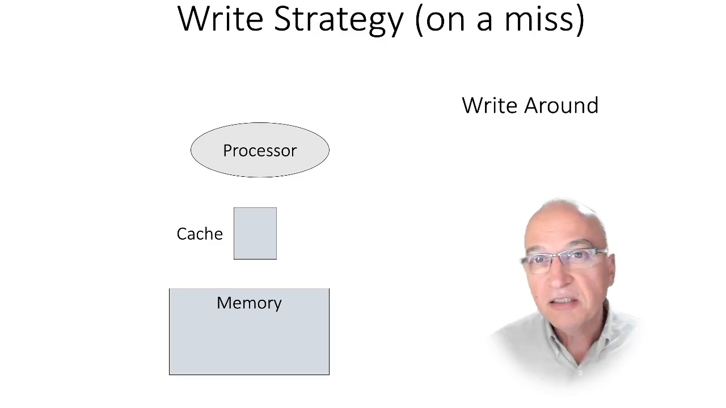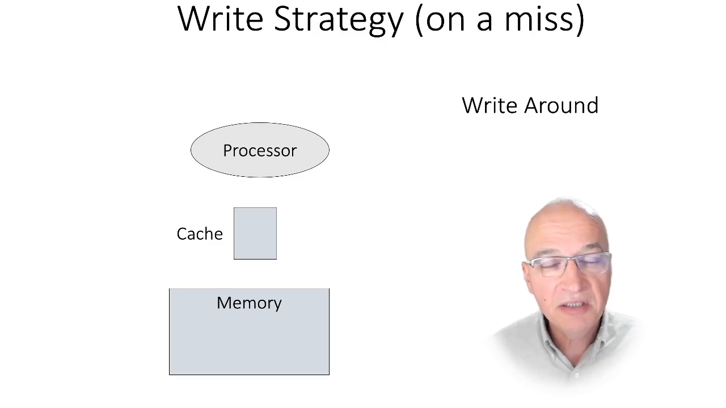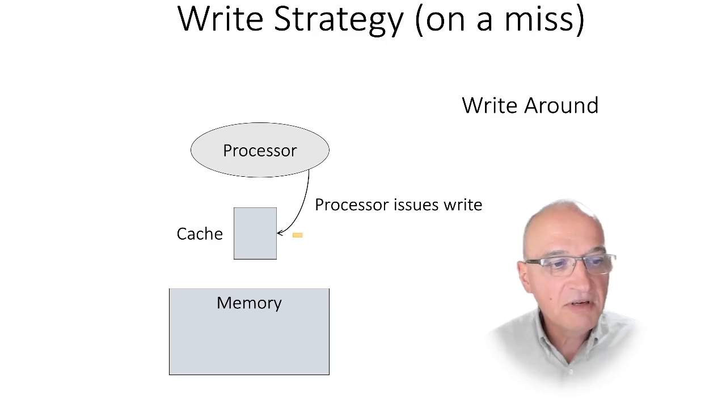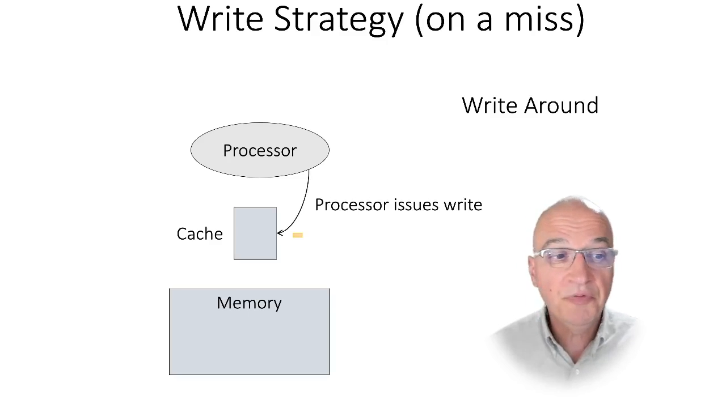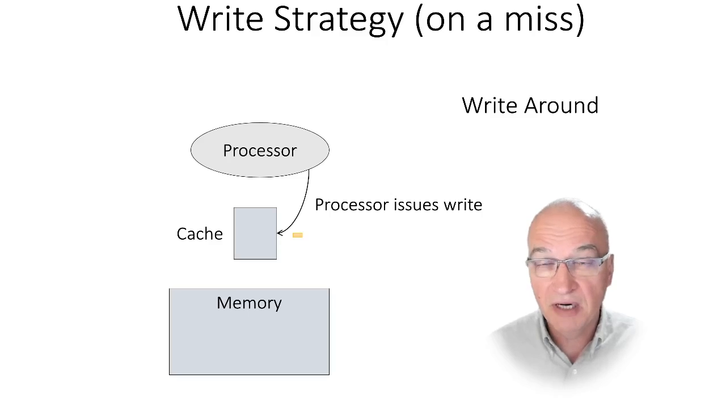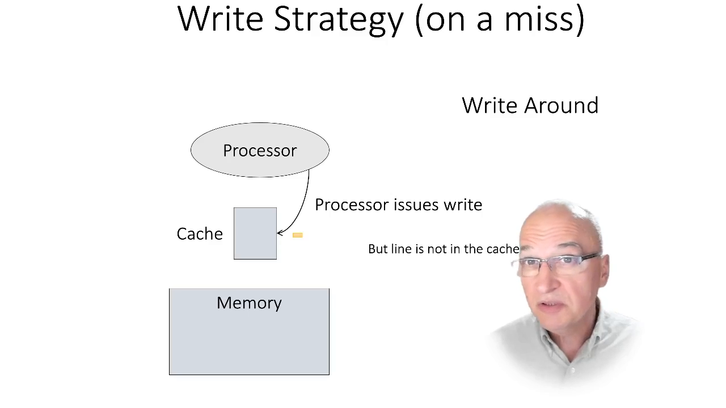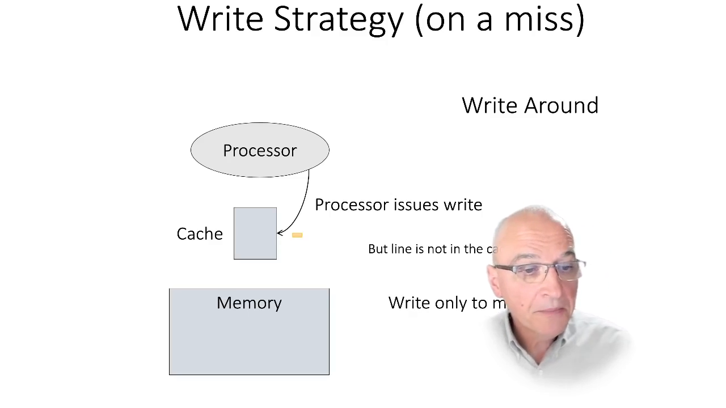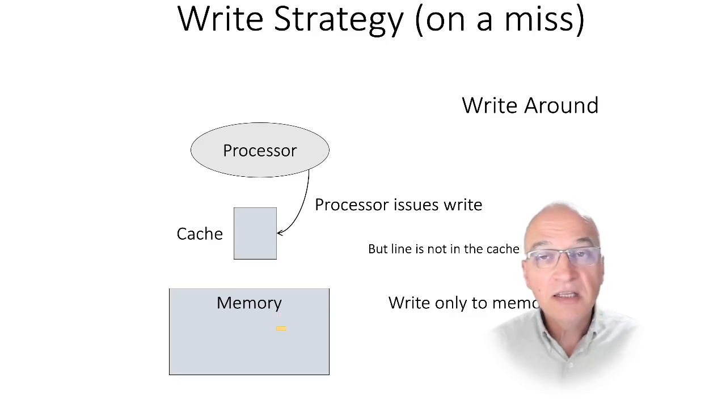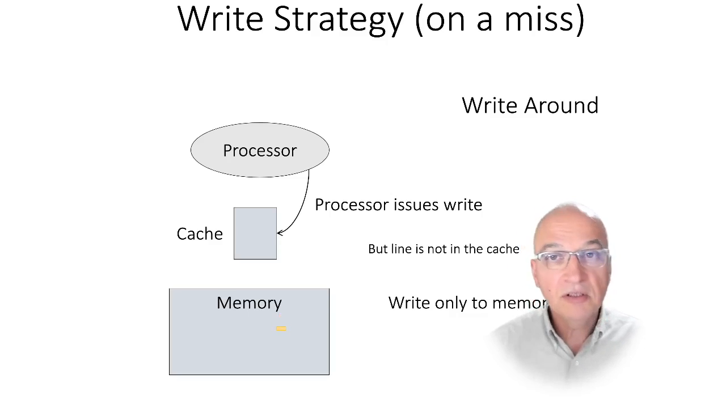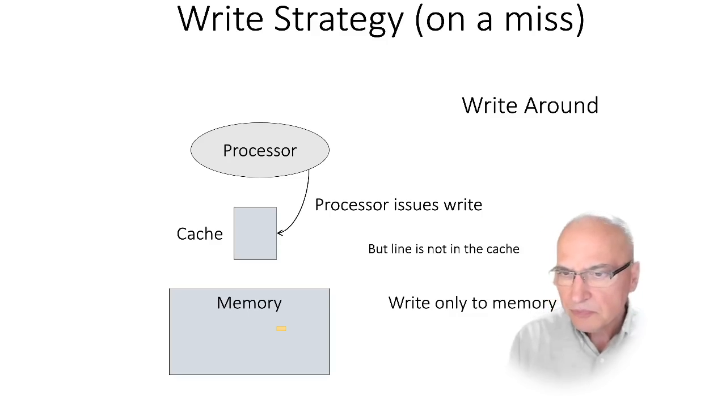The other strategy that I can have when I have a miss in the cache is called a write around policy. In the write around policy, I have a similar situation as before. The processor is trying to issue a write. It's a store operation. And the block is not in the cache, so the processor will take that word, a single word that the processor is writing, and we're going to write only to the memory. It is not going to write into the cache.